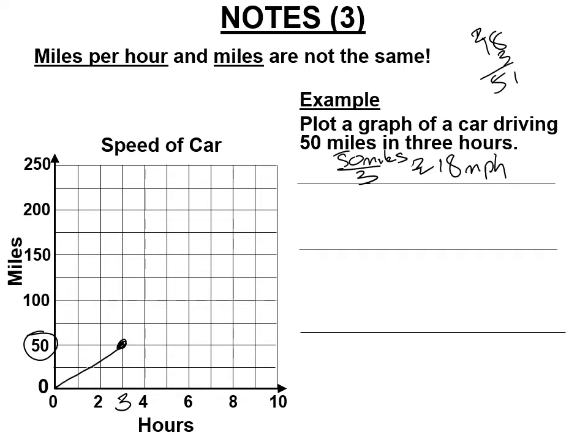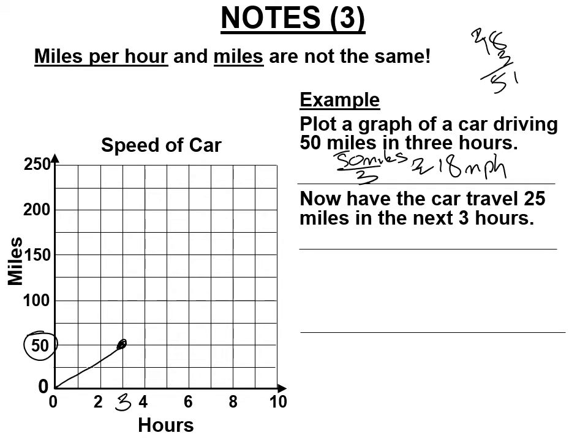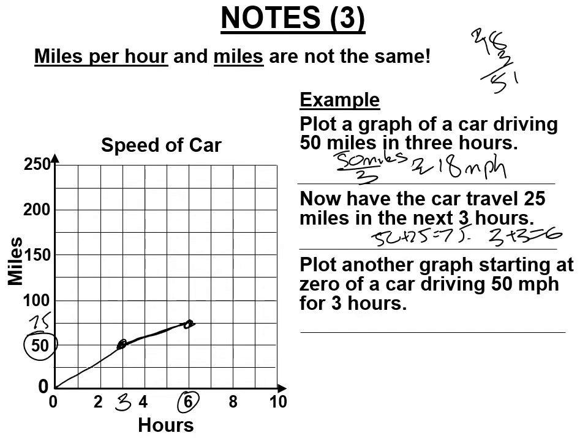All right. Now have the car travel 25 miles in the next 3 hours. So we're going to go 25 more miles, 75 miles total, all right? But it's got to take 3 more hours. So 3 plus 3, we're now at 6 hours. So it's 6 hours, we're only going to go here. So notice, we know we're slowing down there because it bent down. Okay, so far we're going 50 miles, then 25 miles.